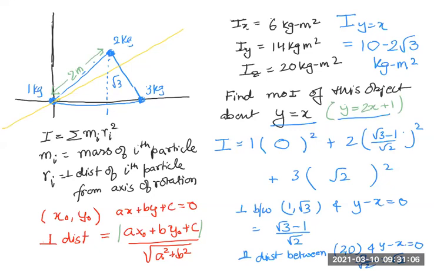Like we discussed in the last class, if I tell you the moment of inertia of an object, it is a nonsensical statement as long as I do not tell you the axis of rotation. Just telling that the moment of inertia is 20 kg meter square is a nonsensical statement. About which axis, that is very important.